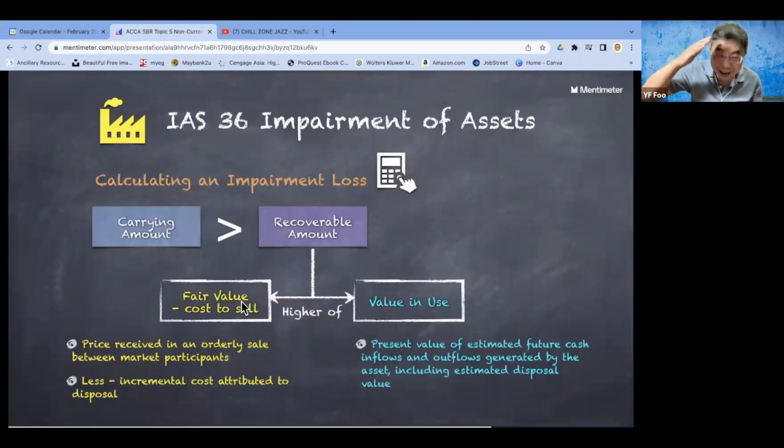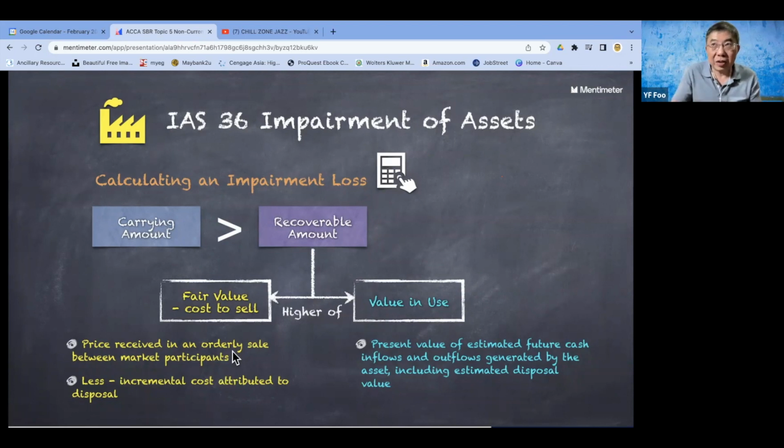Remember, an exit value, not an entry value, because I want to know how much I can recover if I were to sell. All right. So that would be a price received in an orderly sale between market participants. That means there should be an active market. There is a buyer and a seller, and the price is an efficient price, that everyone has full information. Nobody can cheat each other. The price is set at arm's length. Okay, so this is what we mean by orderly sale, not a forced sale.